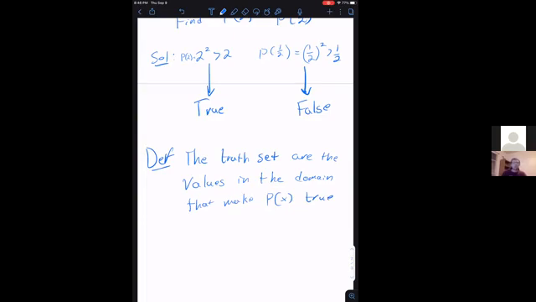Okay, so let's go ahead and do an example of this, but I want to write this definition in symbols first. So maybe pause the video, see if you can write this in symbols, and I'm going to go ahead and write it right here.